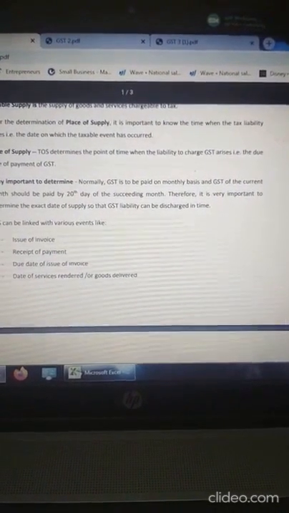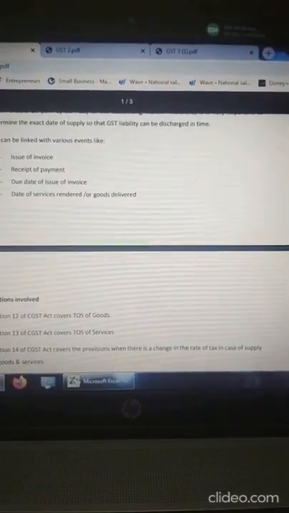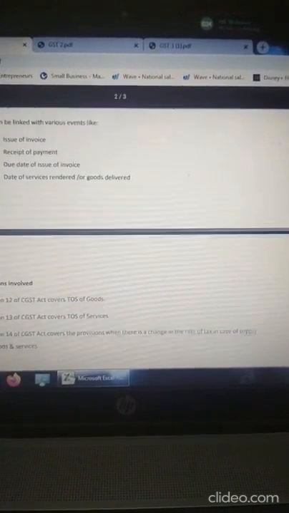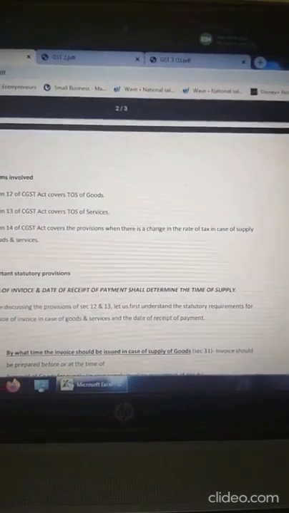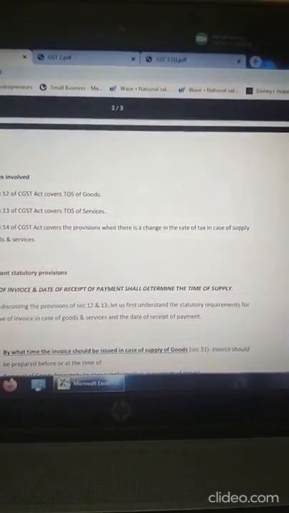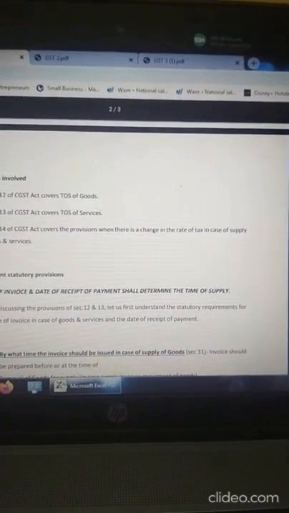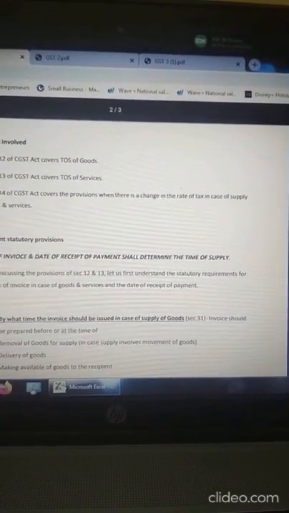Time of supply can be linked with various events like issue of invoice, receipt of payment, due date of issue of invoice, date of services rendered or goods delivered. There are various sections involved in this: time of supply of goods is covered under section 12 of CGST, time of supply of services is covered under section 13 of CGST, and section 14 covers the provision when there is a change in rate of tax on the supply of goods and services.